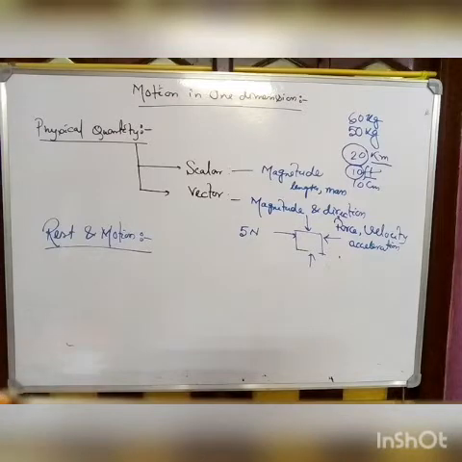So if I want to define rest and motion, what should the expression be? The expression should be very simple. With respect to some reference, if you are not changing your place, then you say that you are in a rest position. That means if a body is not changing its place with respect to some object or some reference, that is called rest. And when with respect to another body or another reference you are changing your position, this is called motion.